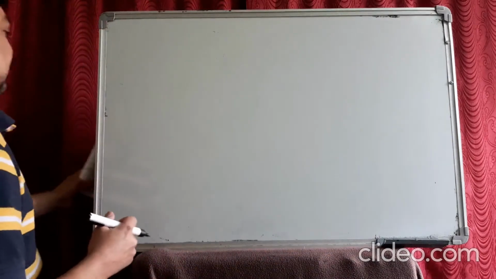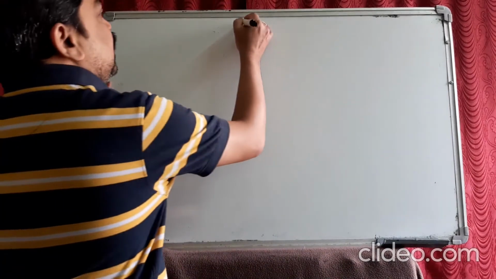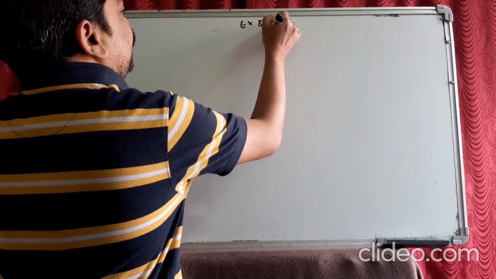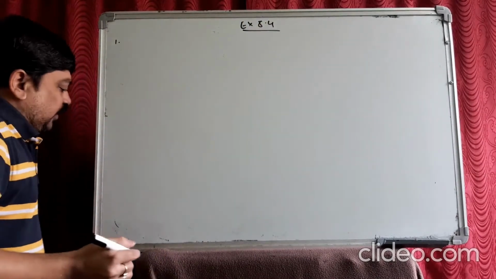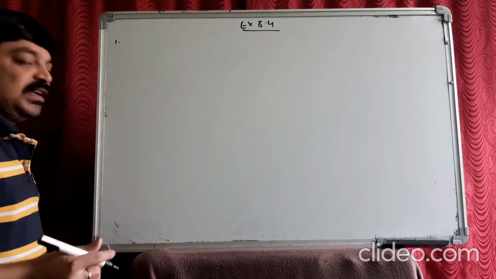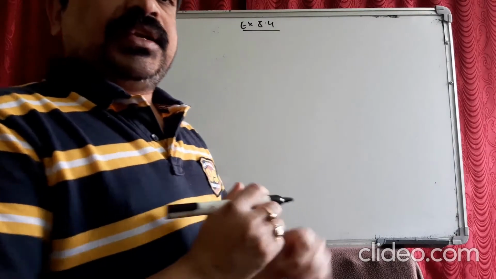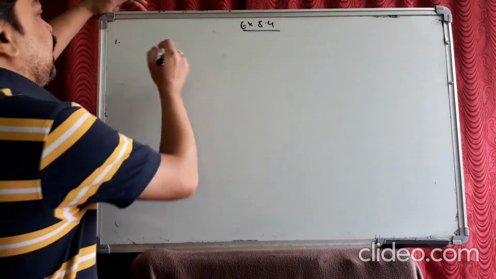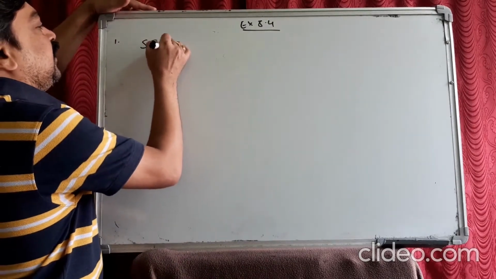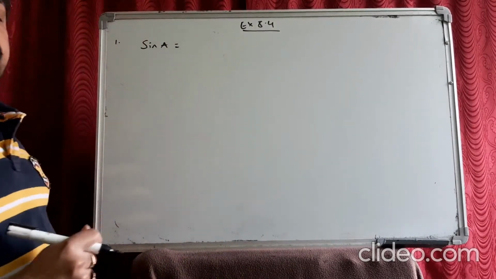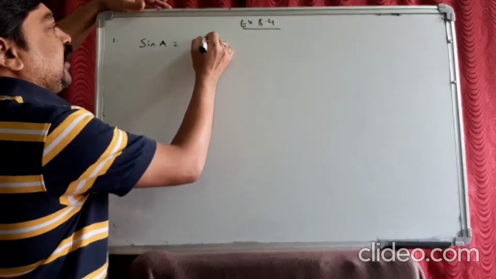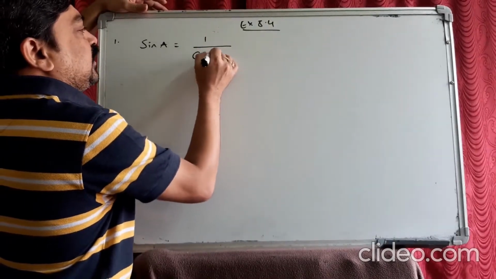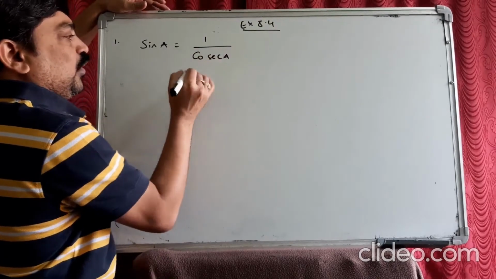So I start the first problem. Exercise 8.4 of trigonometry. First problem: express the trigonometric ratios sin A, secant A and tan A in terms of cot A. That means I should take sin A, and my answer should be in terms of cot A. So how can it be? I'll tell you. Sin A, I write it as 1 by cosecant A, according to the formula.